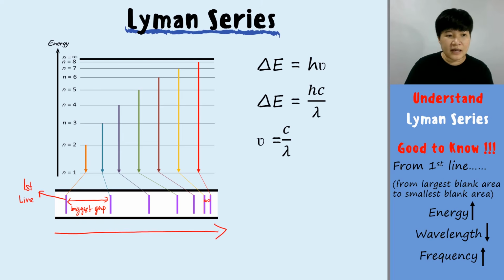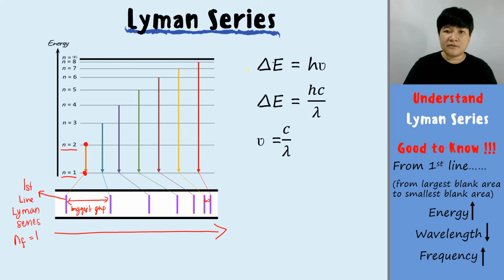Since we know that this is the first line, therefore we know that for this Lyman series line spectrum, we'll be reading from the left to the right. Whenever it's the first line of Lyman series, the first line transition must be n equals 2 to n equals 1, because n final for Lyman series is 1. So the first line means n equals 2 drop to n equals 1.